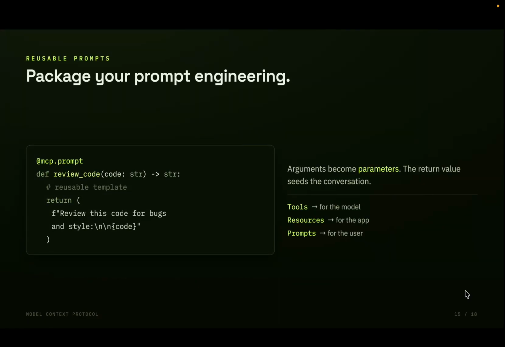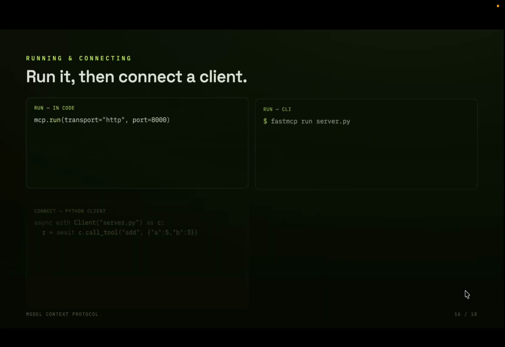Prompts are reusable parameterized message templates the user invokes deliberately. Decorate a function with mcp.prompt. Its arguments become template parameters. This keeps your best prompt engineering versioned and shareable. Tools are for the model, resources are for the app, prompts are for the user.